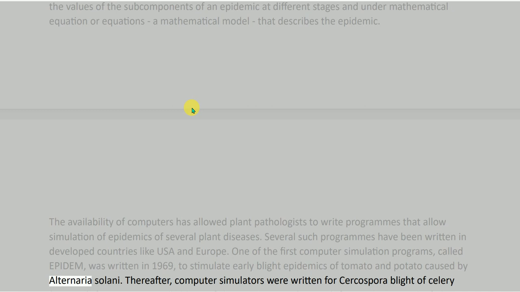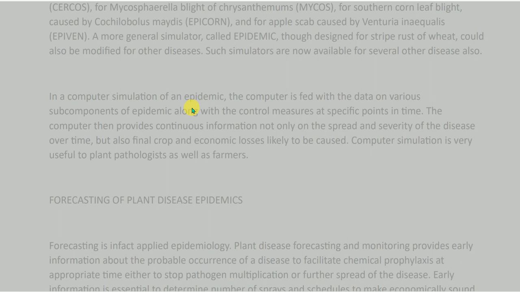Thereafter, computer simulators were written for Cercospora blight of celery, Cercos; for Mycosphaerella blight of chrysanthemums, Mycos; for southern corn leaf blight, caused by Cochliobolus maydis, Epicorn; and for apple scab caused by Venturia inaequalis, Epivin. A more general simulator, called Epidemic, though designed for stripe rust of wheat, could also be modified for other diseases. Such simulators are now available for several other diseases also.